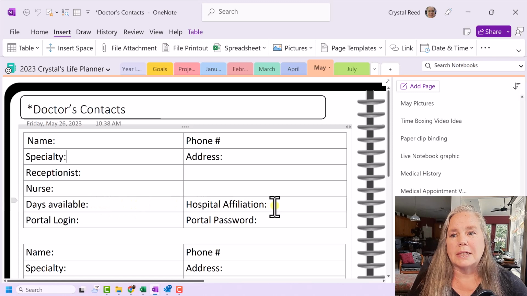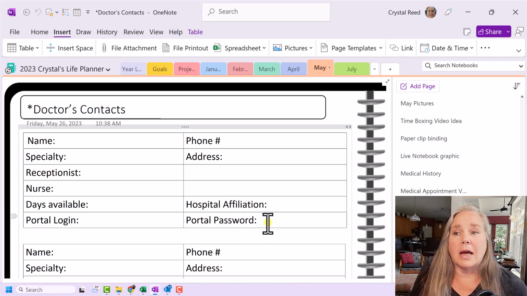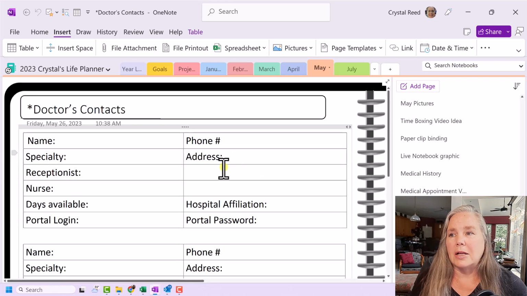Also, I wanted to write down what the hospital affiliation for the various doctors is in case there's ever an issue with that. And then I also have down here a place for the portal login. You know, if your doctor's office has a portal that you use to share information back and forth, what your login and password would be for those particular portals. Okay. And I thought that was enough information on there. I might also add up here with address.